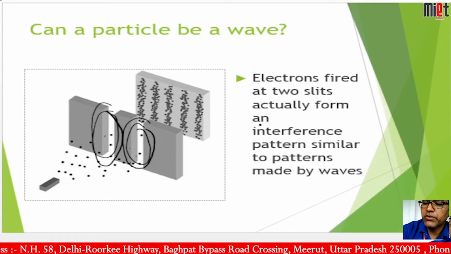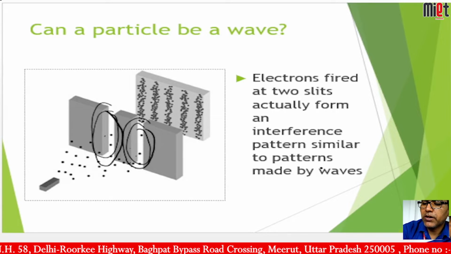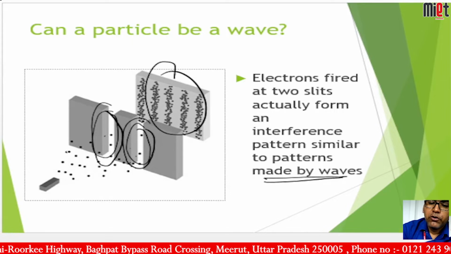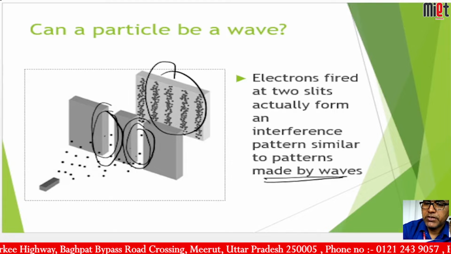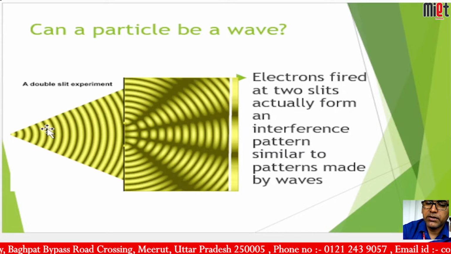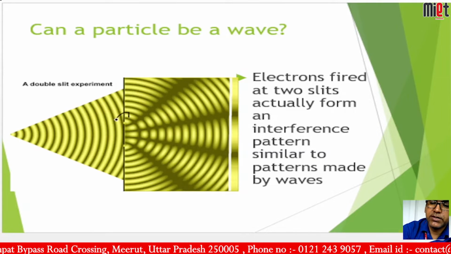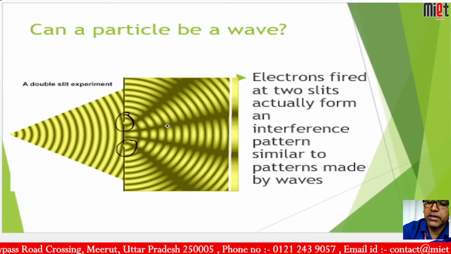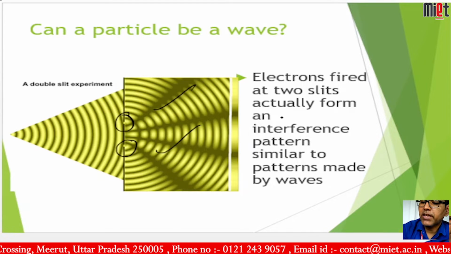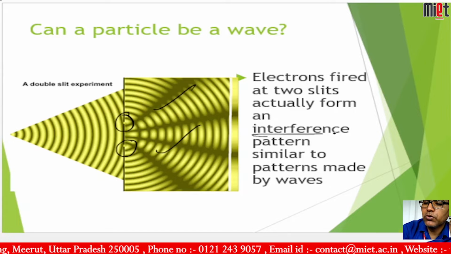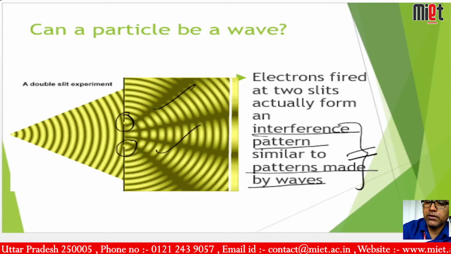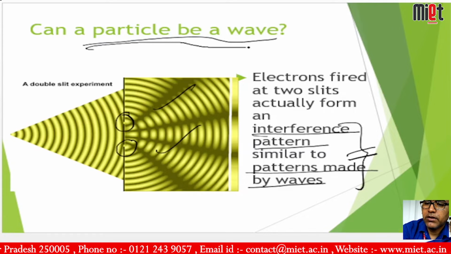Electrons fired at two slits actually form an interference pattern similar to the pattern made by waves. So this phenomenon proves the wave nature of a particle. A wave is a particle as well as a particle can be a wave. In this picture, you can see that an electromagnetic wave is incident upon two slits. Slit 1 is this, slit 2 is this, and after passing through the slit, the particle is behaving like a wave. These two lines prove that a particle can be of wave nature.